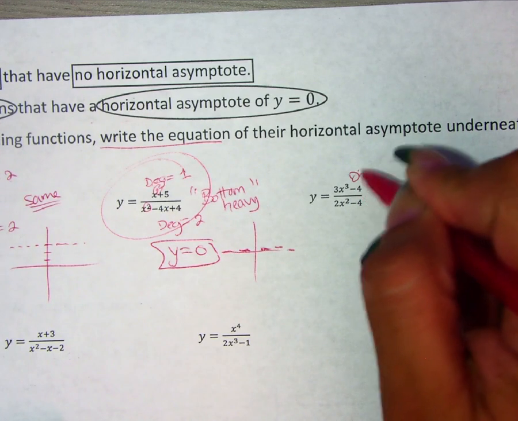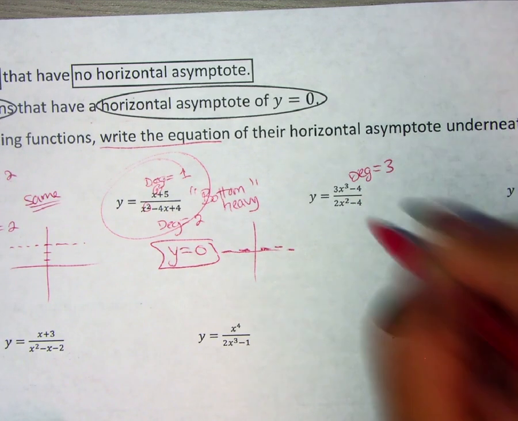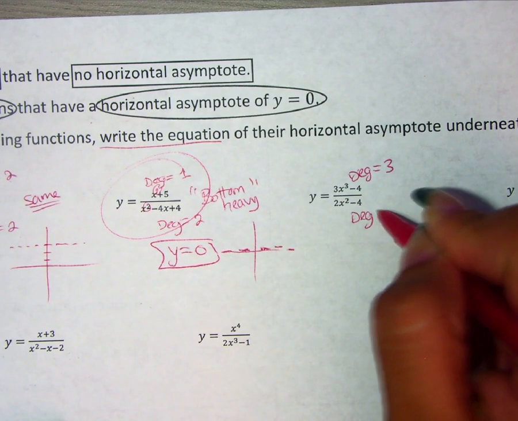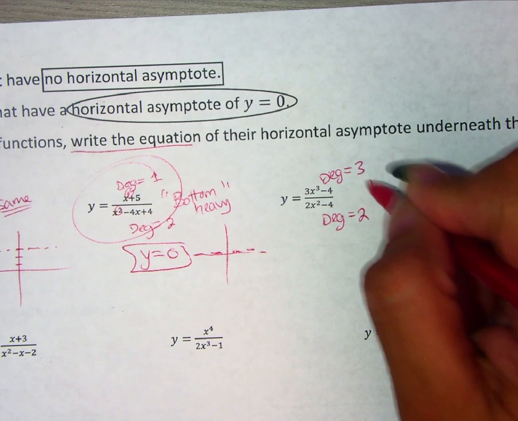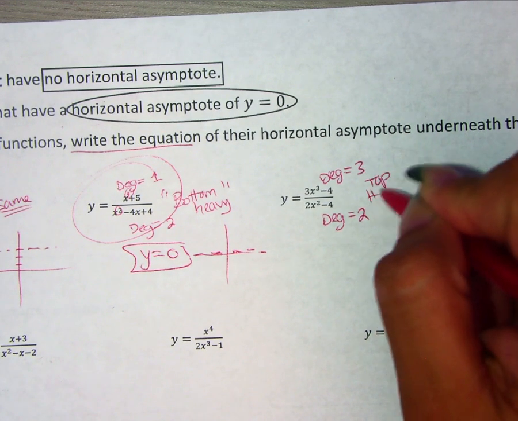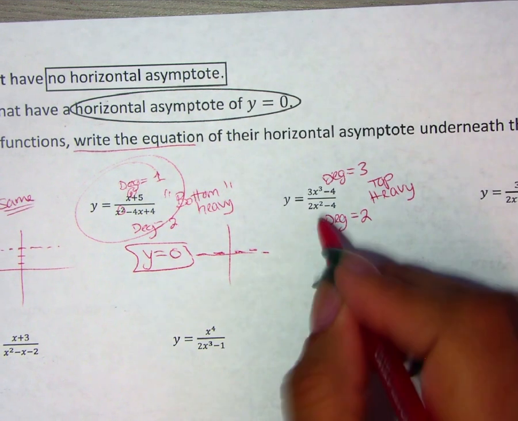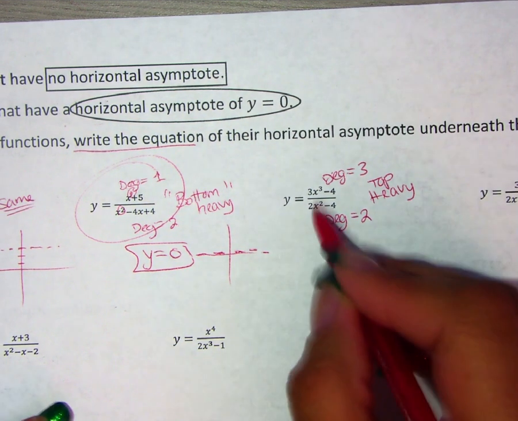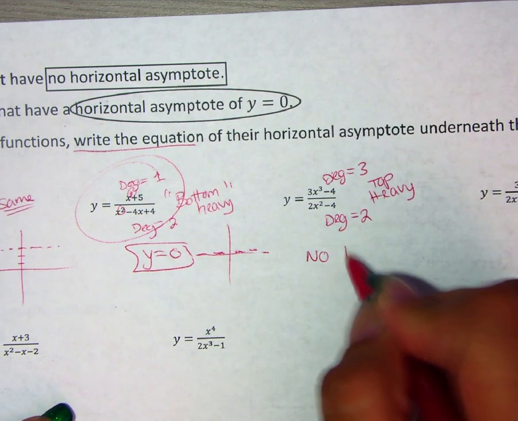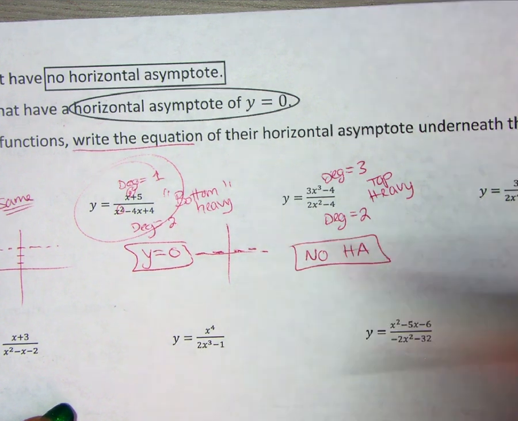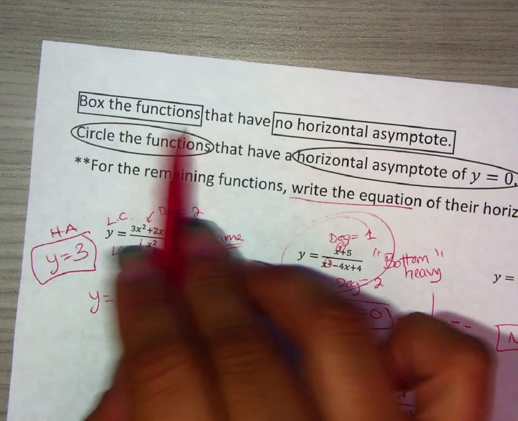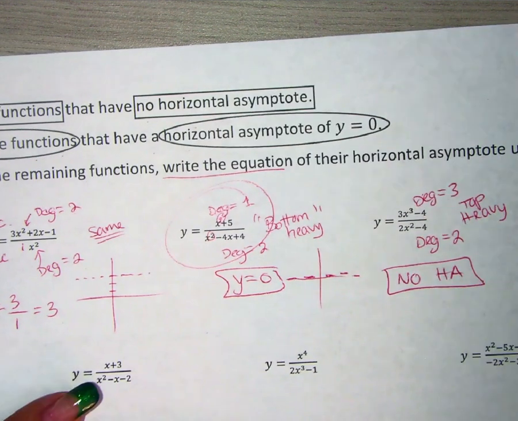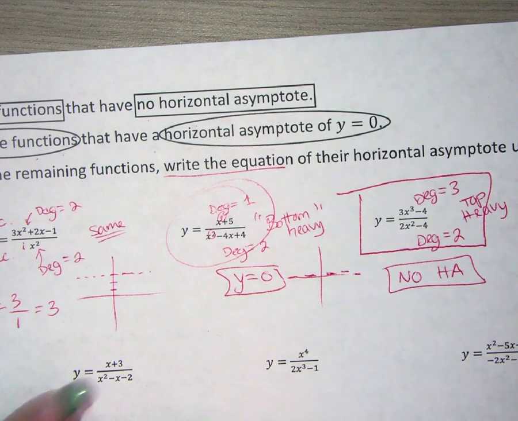And the next example is showing you a degree on the numerator, which equals 3, and a degree on the denominator, which is equal to 2. This is top heavy because the top number is greater. And when it's top heavy, we saw the example that there was going to be no horizontal asymptote. So on this one, it's asking you to box the functions that have no horizontal asymptote. So we're going to do that to this one.